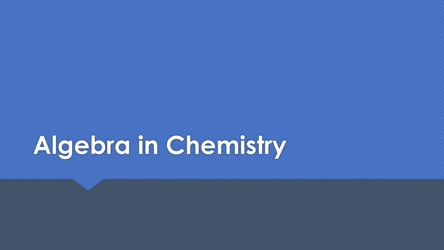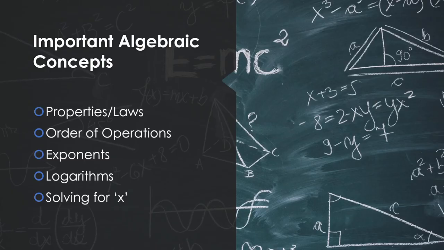So let's just jump into it and talk about algebra and chemistry. Let's start by reviewing some really important algebraic concepts, and a lot of these are very straightforward. So we'll talk about properties and laws, the order of operations, super important, just a little bit on exponents and logarithms, and then we'll look at solving for x and do some practice.